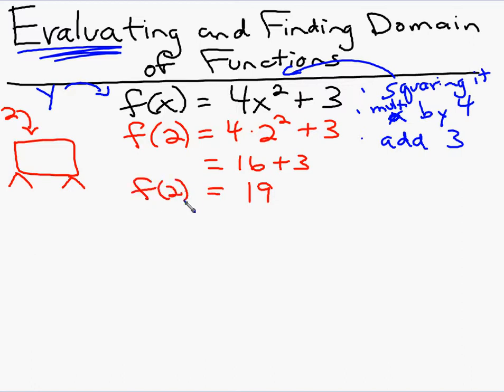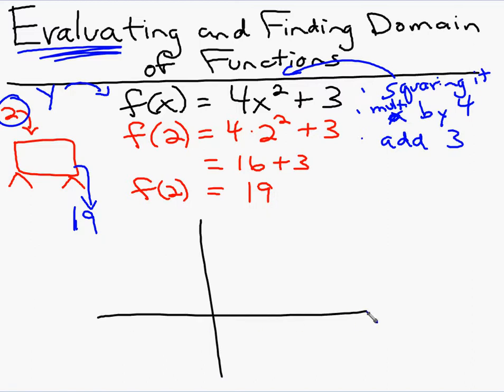Now, it is very important that we understand this is a relationship. Remember, we said it's a one-to-one correspondence. What happened? We put in a 2 and we got out a 19. And that also corresponds to points on the graph. I could say that when x is 2, the y value is 19. And I could do that for an infinite number of points.